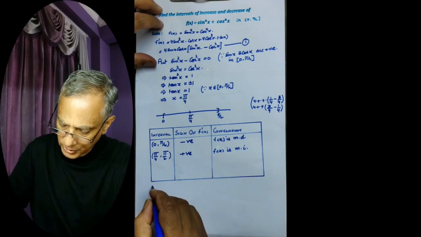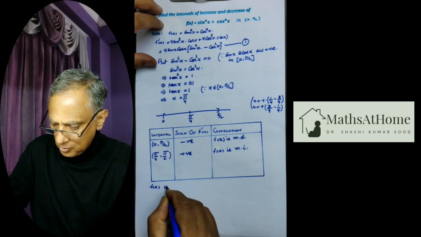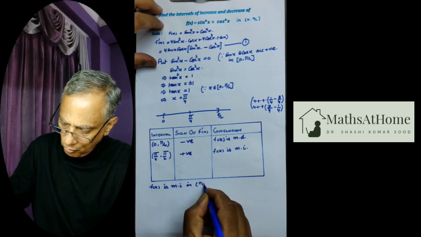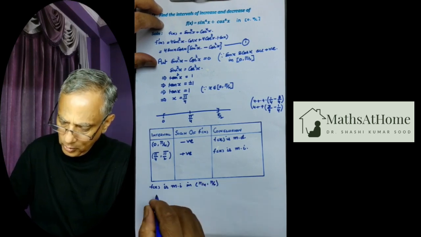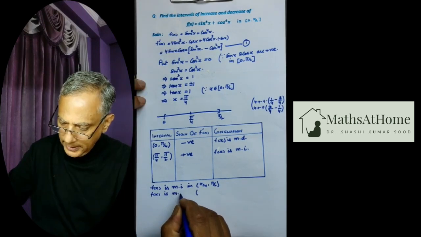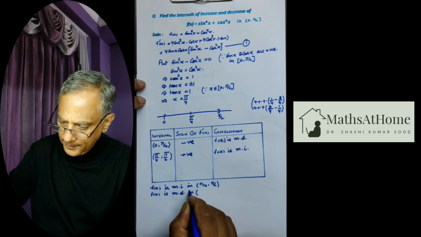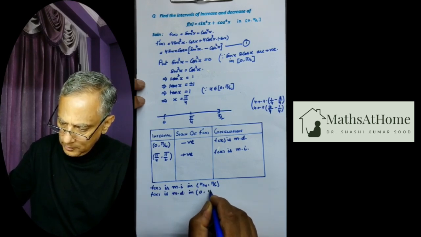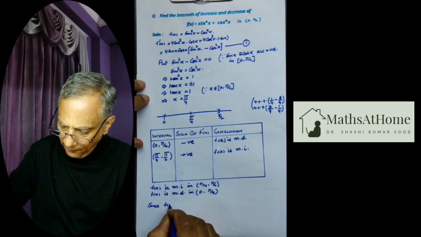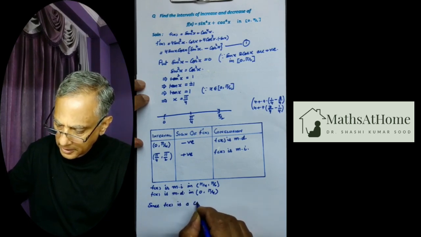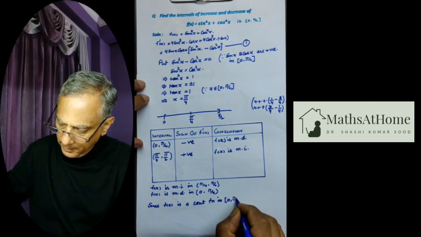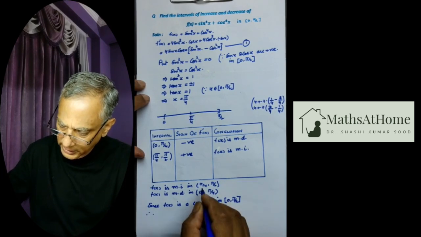So we can draw the conclusion: f(x) is monotonically increasing in pi by 4 to pi by 2, and f(x) is monotonically decreasing in 0 to pi by 4. And since f(x) is a continuous function in 0 to pi by 2, therefore we can include the endpoints.